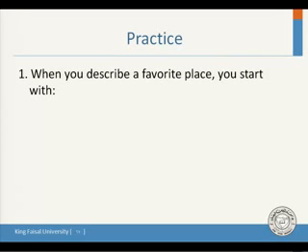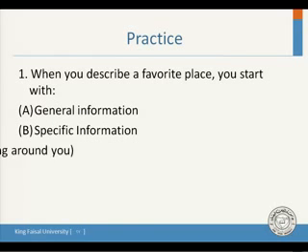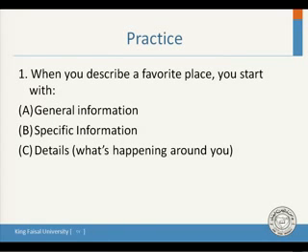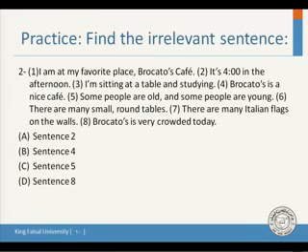So when you describe a place or a favorite place, you start with what? General information, specific information, details. Which one? Okay, the answer is general information. Another question. We have a paragraph here, and one of the sentences is irrelevant. The sentence is number 5. Study this paragraph carefully.